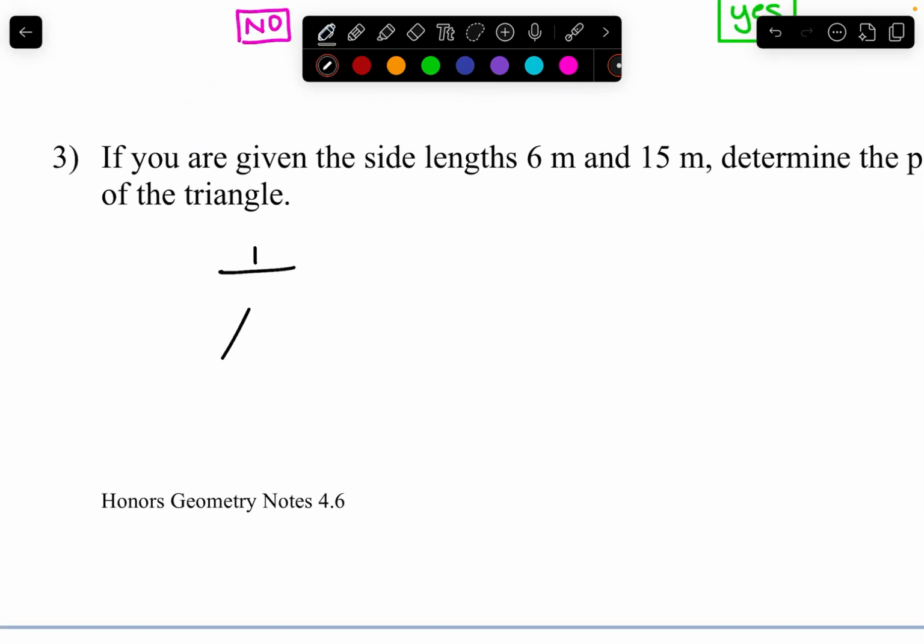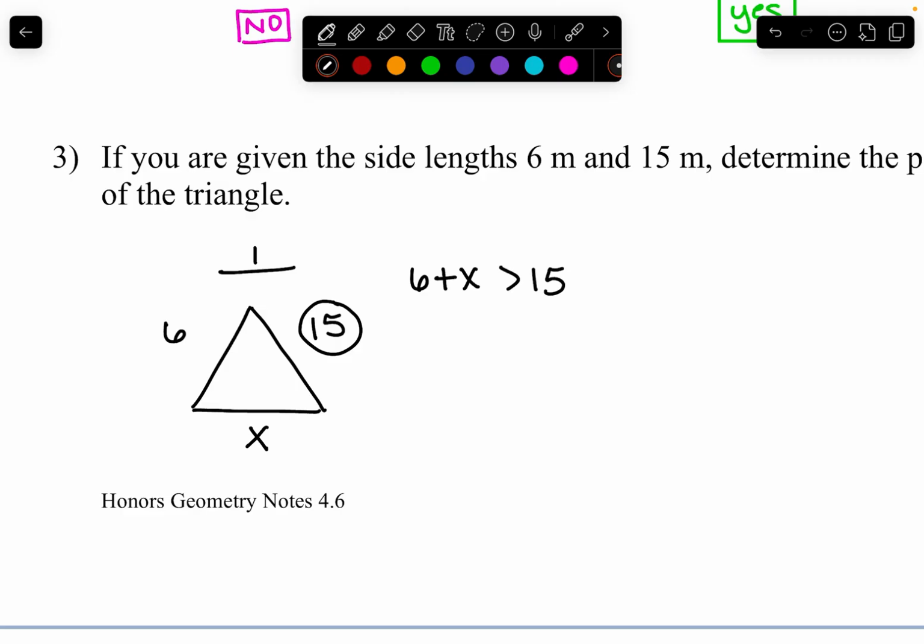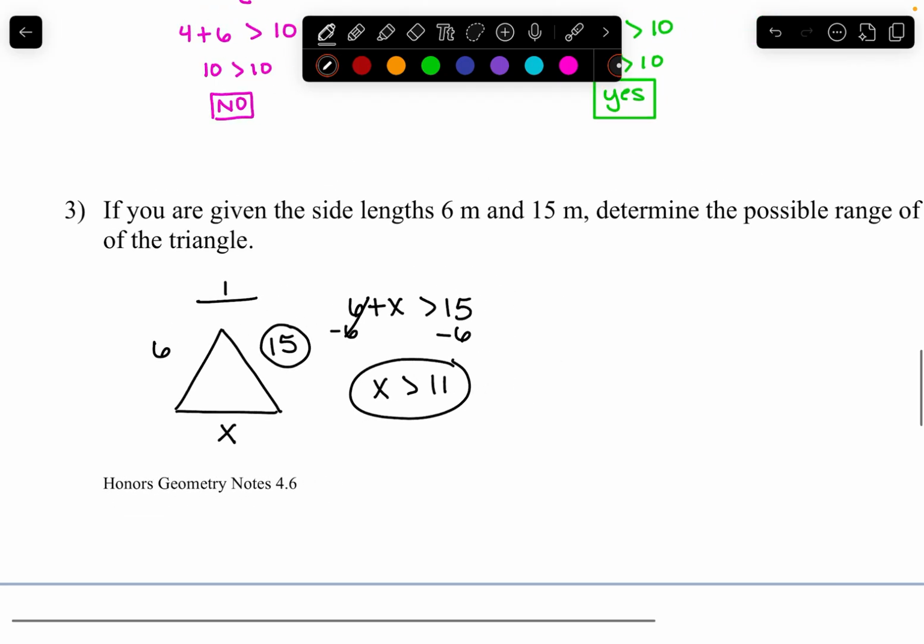So scenario 1 is where 6 and 15, and I don't know what this one is. But in scenario 1, 15 is actually the longest side. Scenario 1 is 15 is going to end up being my largest side. So in scenario 1, I know that 6 plus x should be greater than 15. I'm going to subtract 6 on both sides, and I get that in order for this triangle to remain a triangle, my x value needs to be greater than 11. And I'm going to circle that. I'm not done because that's just my first scenario.